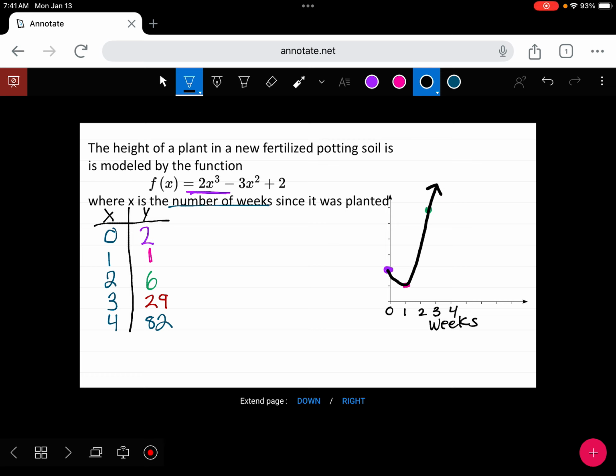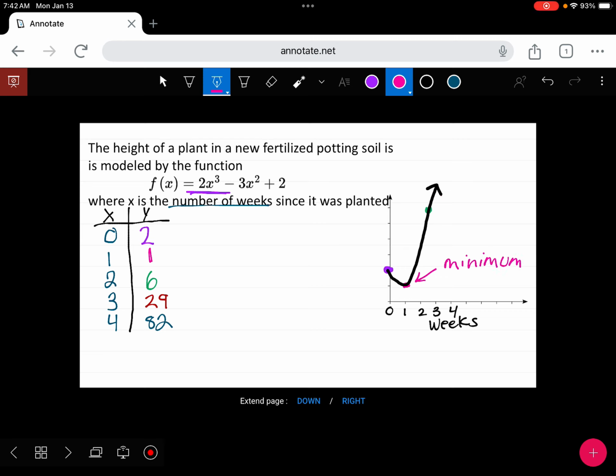Okay. So that's what this one's going to look like. What does this tell us is happening to our plant? It does grow rapidly. But what happens in that first week? It gets a little bit of a shock kind of thing. So it shrinks a little bit, and then it just goes whoom and whoosh way up. So what kind of extrema do we have here? We have a minimum. We see that it's going to go down a little bit lower. We have a minimum here.